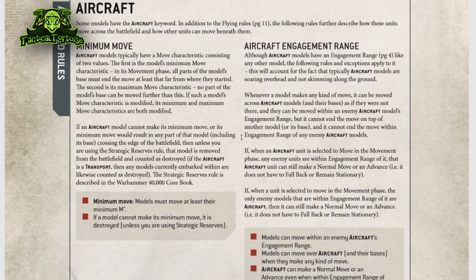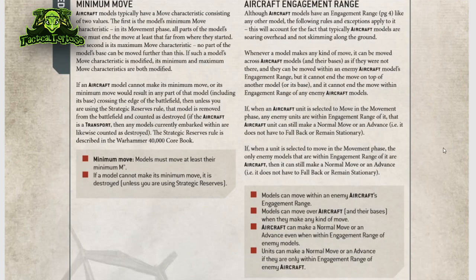Otherwise, if you physically don't have a place to go, if there's literally no place to go where your minimum movement is not impeded, then you will be destroyed, or you'll move off the table per the new strategic reserve rules, but otherwise, you must take any minimum move that is available to you.